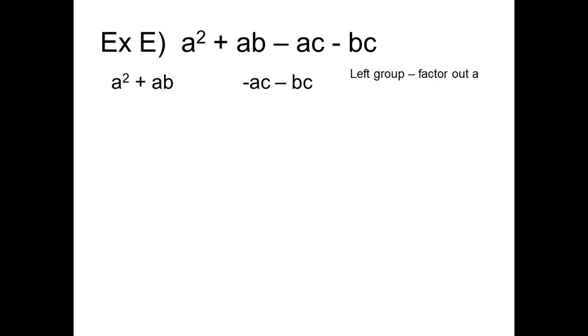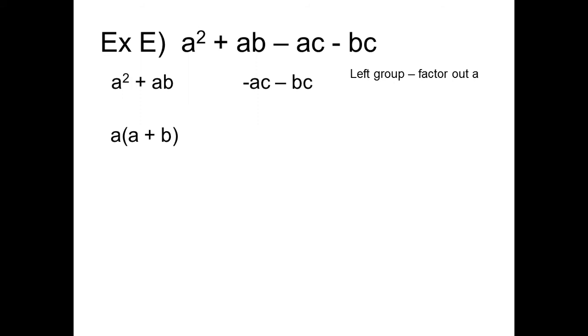Now when you factor out an A, you've got to be a little bit careful, especially on this first term here. Now, factoring out an A, it's always wise to check it with multiplication to see if you have done it correctly. So A times A, does that give me A squared? And of course it does. A times B, does that give me positive AB? Yeah, so I did my first group correctly.